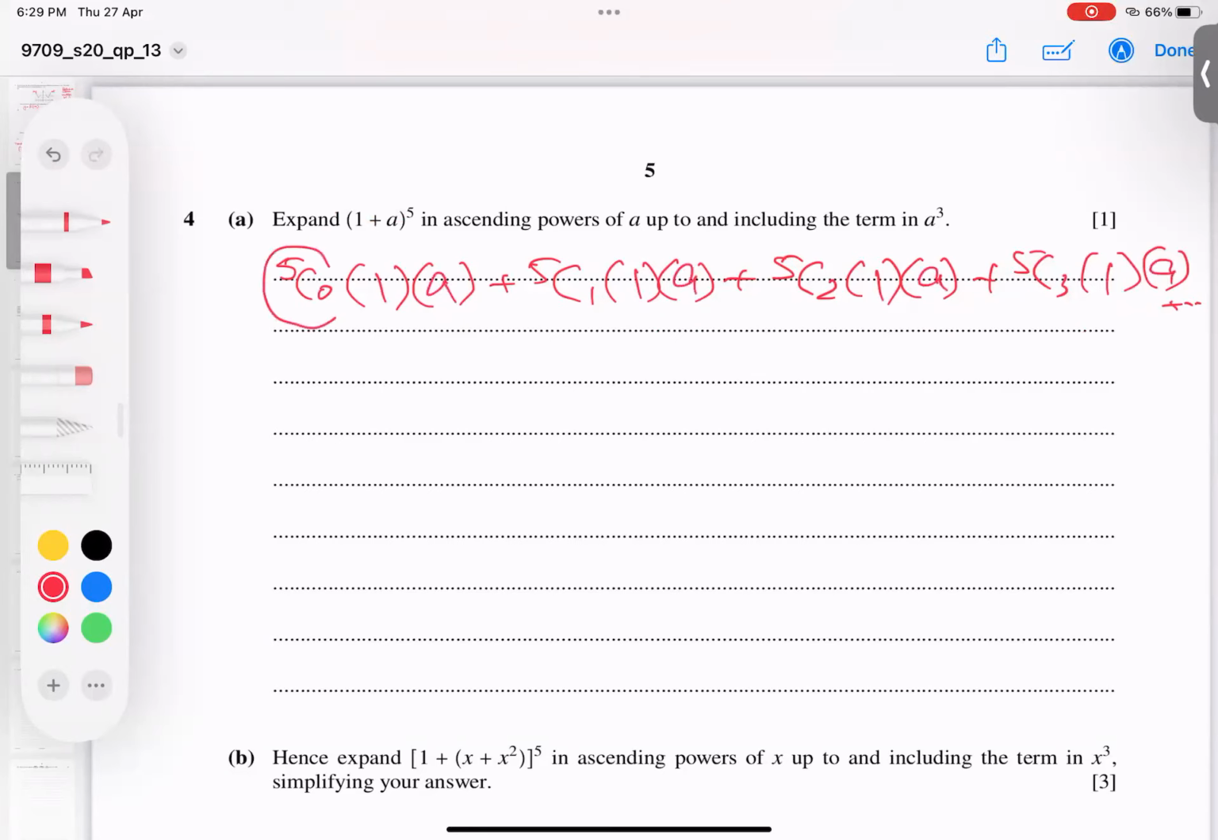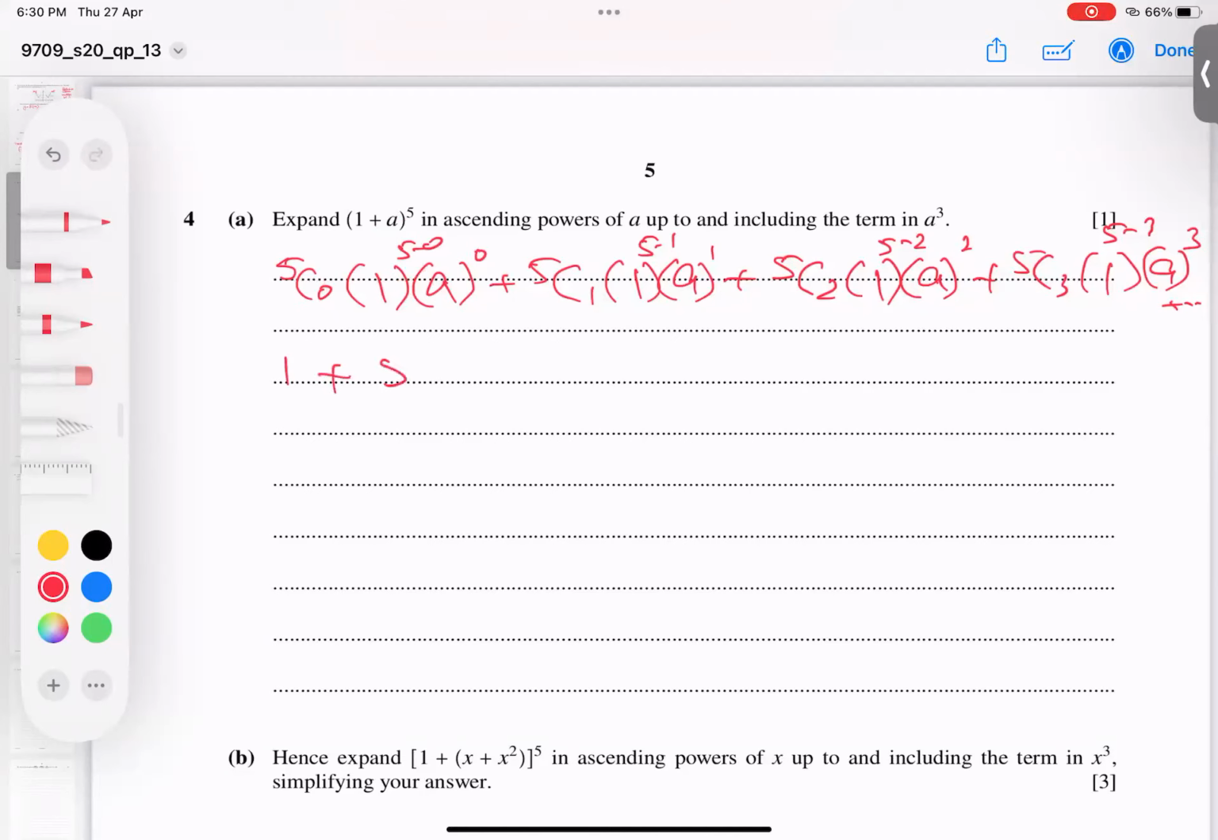Done. So 5 and 0 subtract and write it here: 5 minus 0, and 0 comes directly on A. And 5 and 1 subtract, come here on the first value, and 1 comes directly. So 5 minus 2 and 2, 5 minus 3 and 3. And 5C0 is 1. Something to the power 1 is the same thing, and something to the power 0 is 1. So 1.